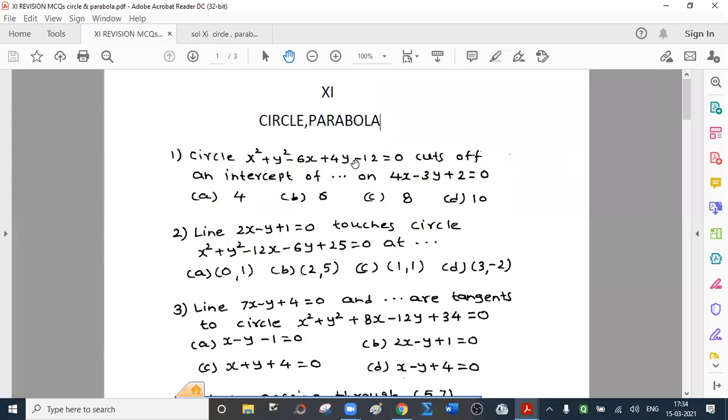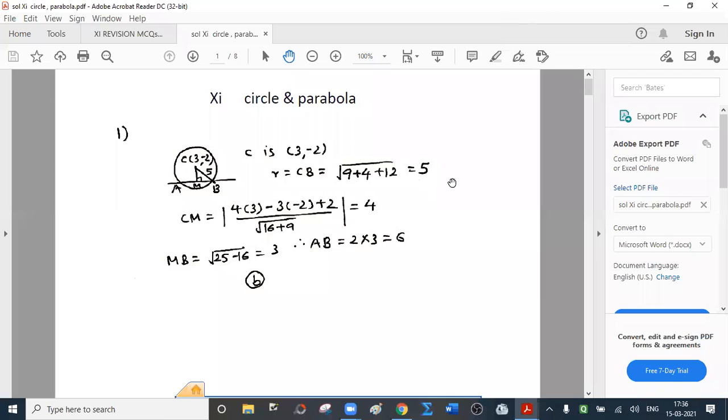The first MCQ: circle x square plus y square minus 6x plus 4y minus 12 equal to 0 cuts off an intercept of length on the line 4x minus 3y plus 2 equal to 0. These are the options. Tell me the correct option. See, what is the center of the circle? 3, minus 2. What is the radius? It is root of g square plus f square minus c. So it comes out to be 5.